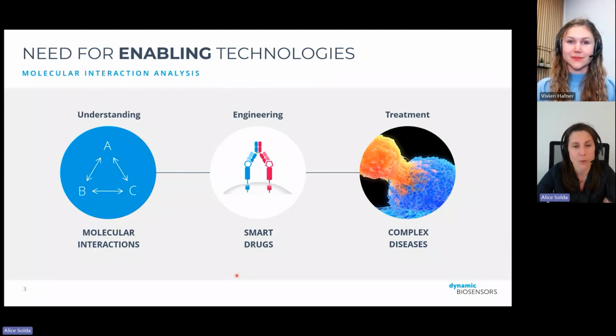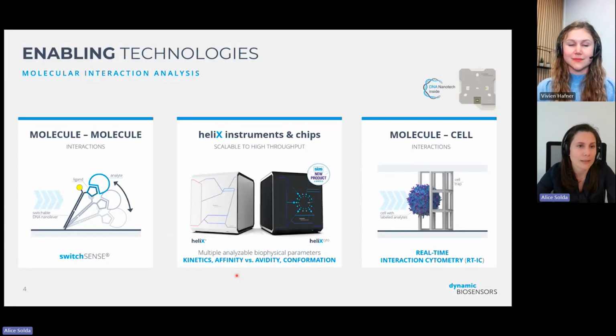Why? Because we realize that in the field there is more and more need of engineered smart drugs, like bivalent or even trivalent, for better treatment towards personalized therapies for complex diseases. And how do we tackle those complex interactions? By using two different technologies. In our portfolio, we have the Helix Plus and the Helix Cyto. These are two biosensors, and with the two of them, we can measure molecule-molecule interaction.